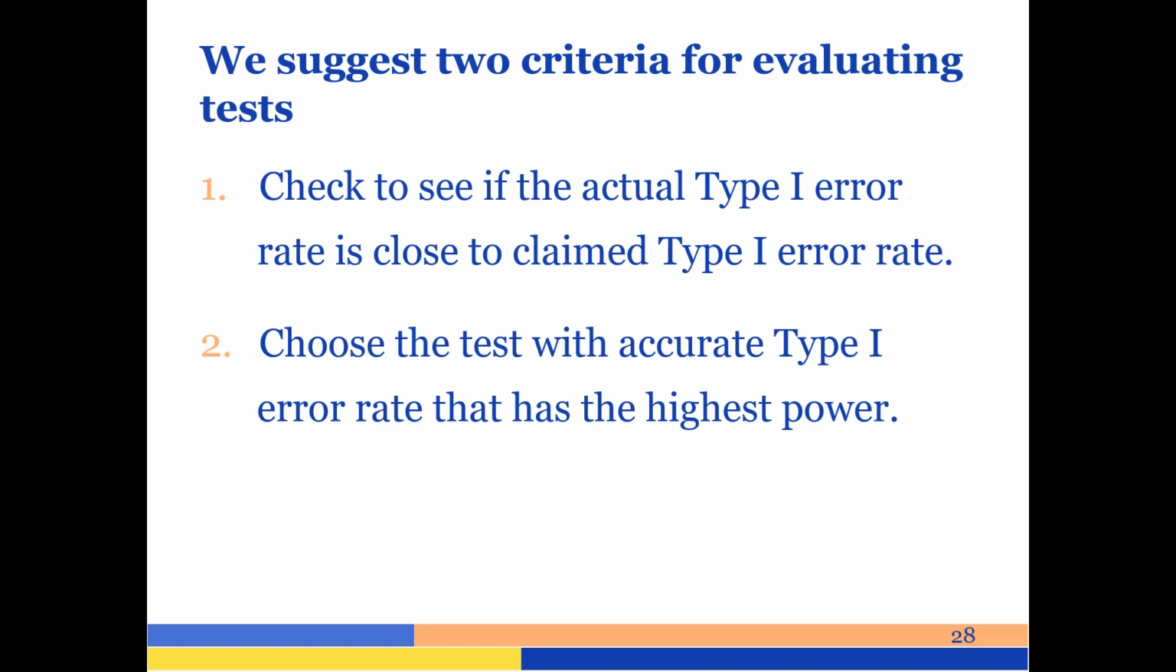Here are two criteria that we suggest for evaluating tests. We want to choose tests that have actual and claimed type 1 error rates that are close to each other. Also, we want to choose a test with accurate type 1 error that gives the highest power. We don't want to settle for low power just because it gives an accurate type 1 error rate. Instead, we want to go for the maximum power that we can get.